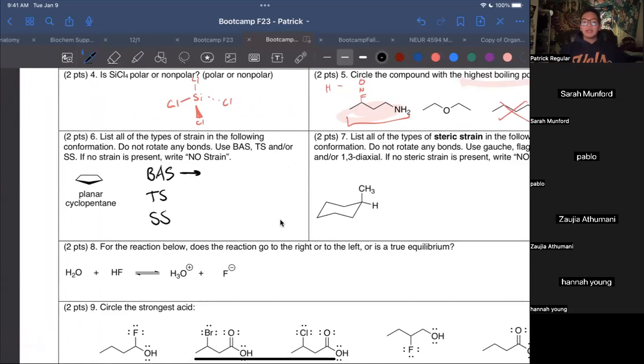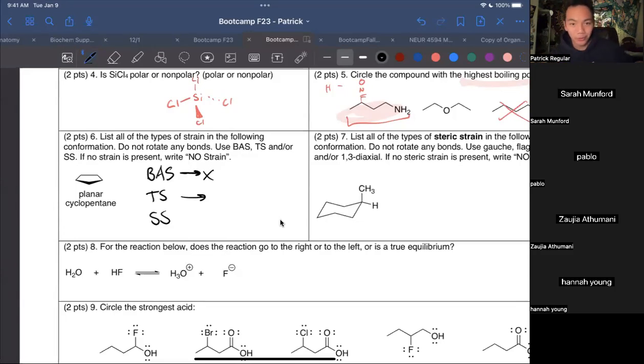Bond angle strain does not exist when you have a planar cyclopentane or a chair conformation cyclohexane. I'm going to repeat that. Bond angle strain doesn't exist when you have a planar cyclopentane or a chair conformation cyclohexane. When you have a planar cyclohexane, there is bond angle strain, something we talked about in lecture, and you will see for yourself if you build the model set and try to force it to be planar. It wants to be a chair conformation. So because this is one of our 2 main hydrocarbons that don't have a bond angle strain, there is no bond angle strain.